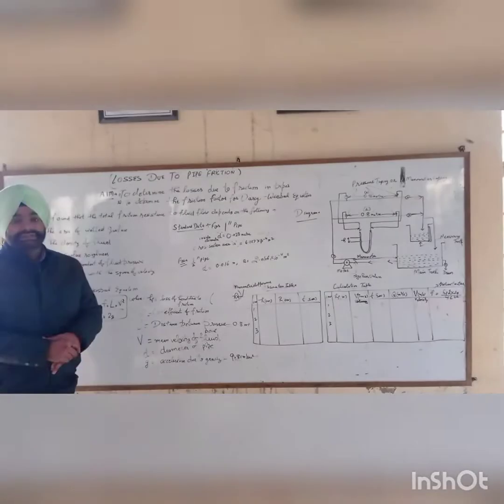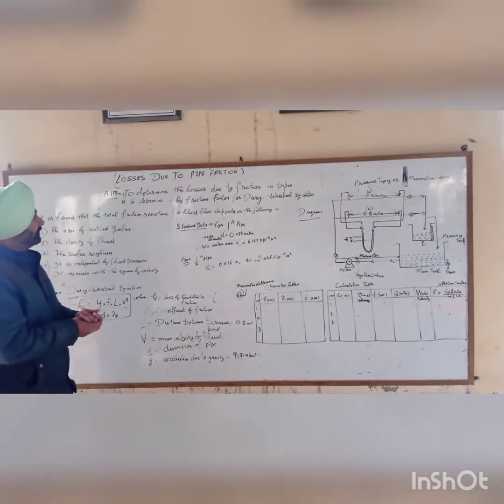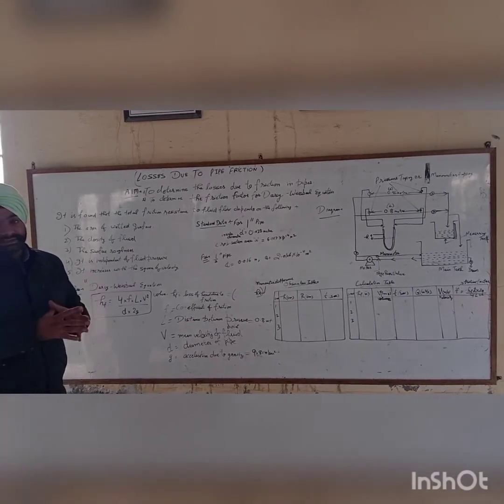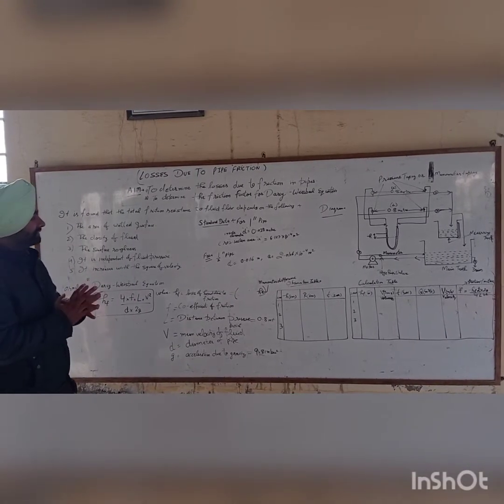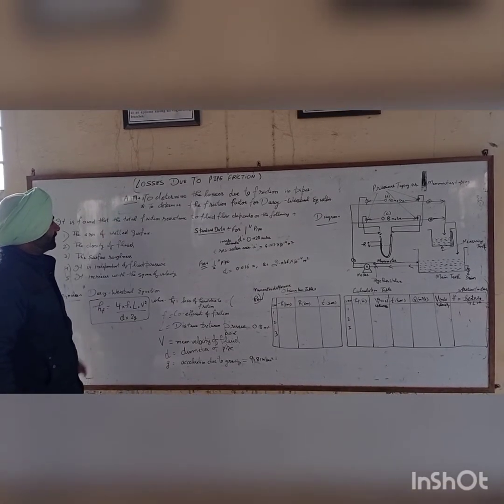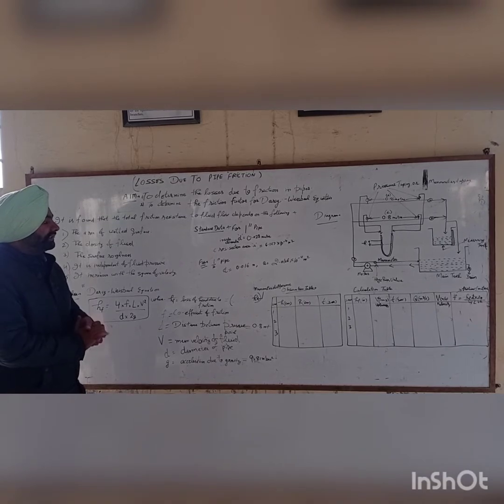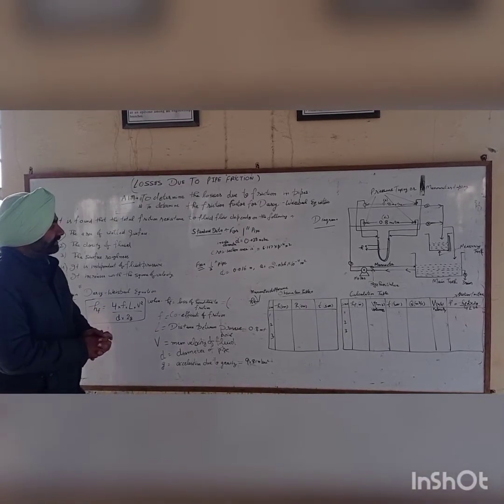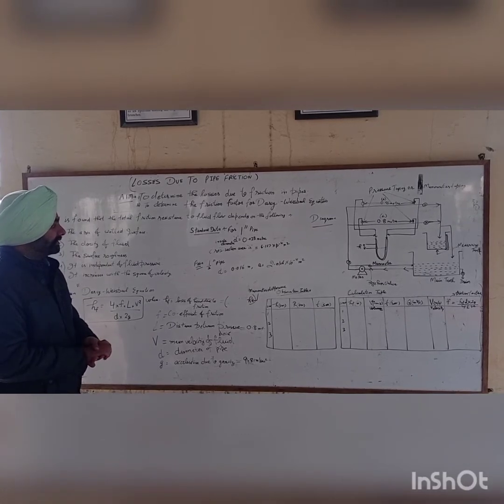Today we are going to start with the experiment on losses due to pipe friction. जो फ्रिक्शन पाइप के अंदर रहती है उसकी वजह से जो लॉसेज आते हैं उसके बारे में स्टडी करते हैं. So the name of our experiment is to determine the losses due to friction in the pipe. Secondly, you can determine the friction factor for the Darcy-Weisbach equation.